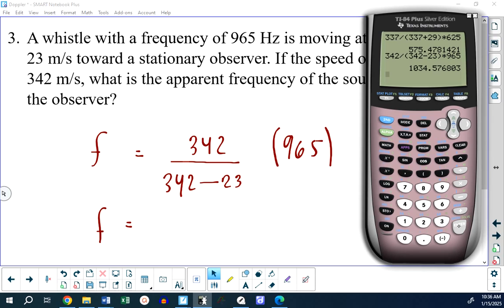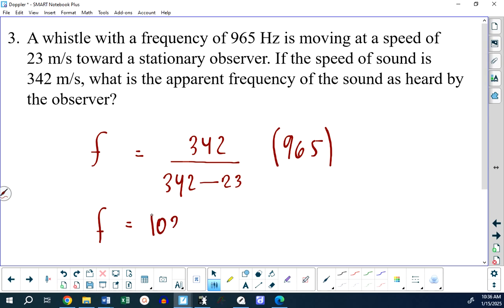I suppose if you can't handle the math of what's going on with that denominator, you could try plus, you could try minus, and then pick the answer that gives you the right thing, which is a larger frequency. So this is about 1,035 hertz is what you would hear. Starting to catch on to this?